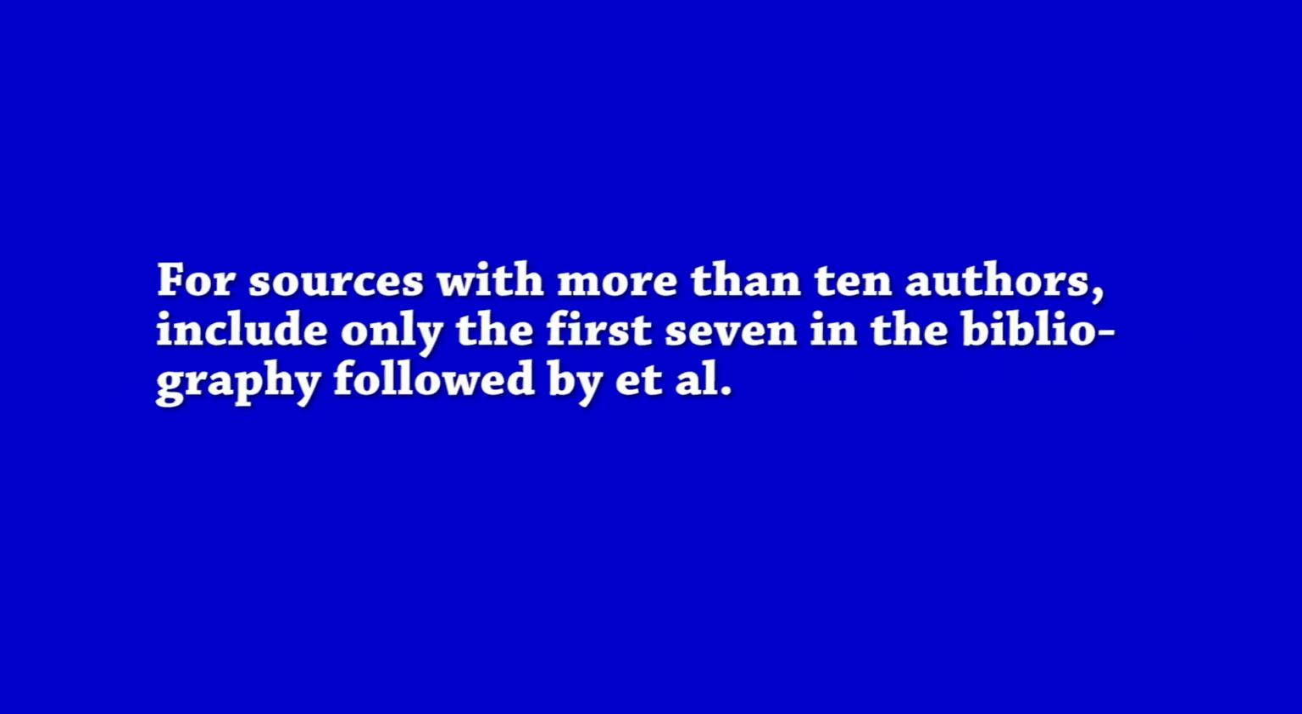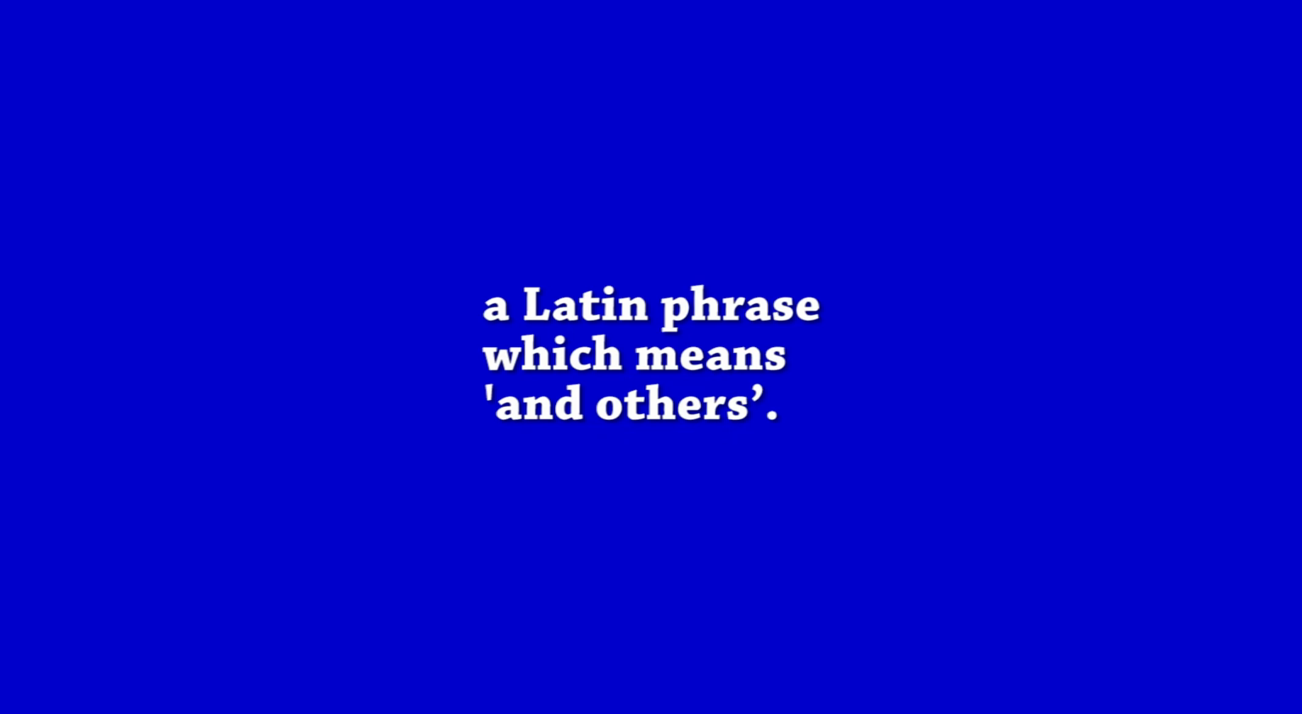So, for sources with more than 10 authors, include only the first 7 in the bibliography, followed by et al. Ibig sabihin, kung meron daw 10 na authors. Ang dami, no? 10 authors. Okay lang daw na yung 7 na lang ang isusulat nyo. Pero hindi nyo pipiliin kung alin doon. Ibig sabihin, the first 7, yung unang 7. So, bibilang kayo ng author na 7 mula sa simula hanggang sa pang-7. Yun lang ang isusulat ninyo at pagkatapos nun, isulat ninyo ang kasunod na et al. Ibig sabihin ng et al ay and others. Ibig sabihin, mayroon pang kasama. Saan kinuha ang word na et al? Ito ay kinuha sa Latin phrase. Okay? Et al is a Latin phrase which means and others.